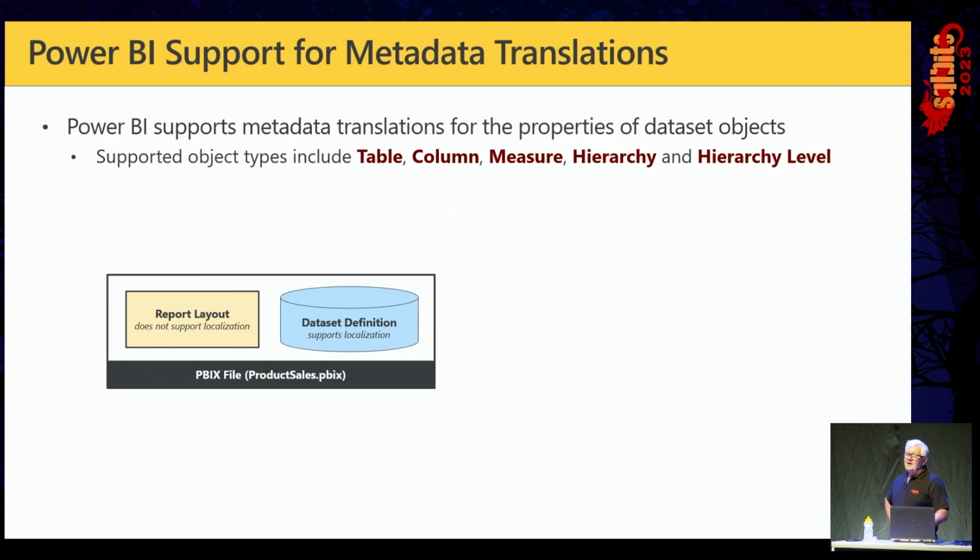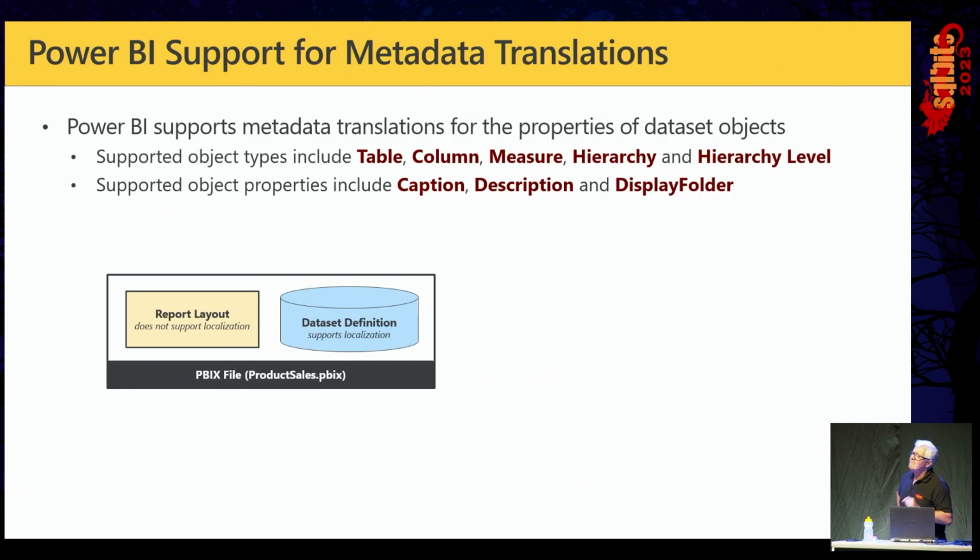So what do we have support for translations? It's really data set objects. So think tables, columns, measures, hierarchies, and hierarchy levels. Those are the 5 types of objects. And then you have properties. So the thing that we're most interested in is the name of a table, or the name of a measure or a column. And that's what we call the caption property. So you're always going to supply translations for the caption property, and maybe you want them for description, if you're having a data model and you're going to have other people building reports on top of that.